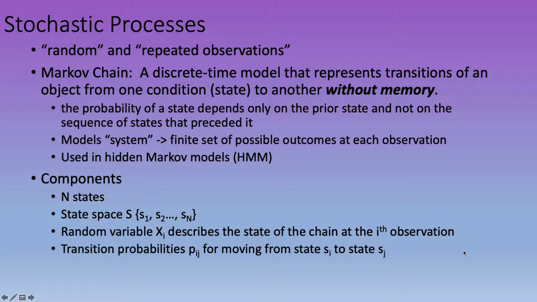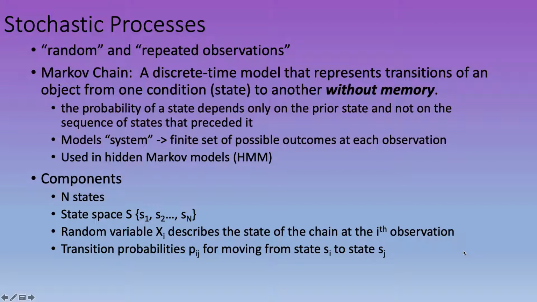So the components: we're going to have n number of states, and you can think of them as our nucleotide states, right? If we were thinking about sequence alignment, we're going to have a state space that consists of the possibilities of these different states. We're going to have a random variable called X, which is going to describe the state of the chain at the ith observation. So we're going to have a series of observations, or a chain of observations. So X sub i is going to describe the state of the chain at position 1, or position 2, or position 3, etc. And then we're going to have some things that we're going to refer to as transition probabilities.